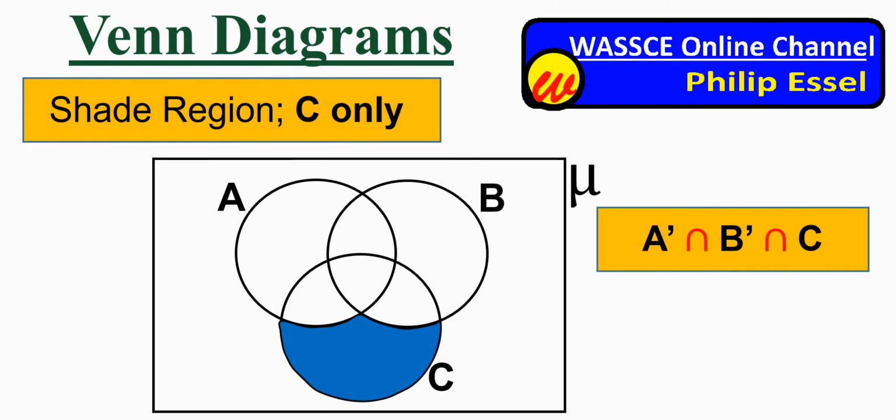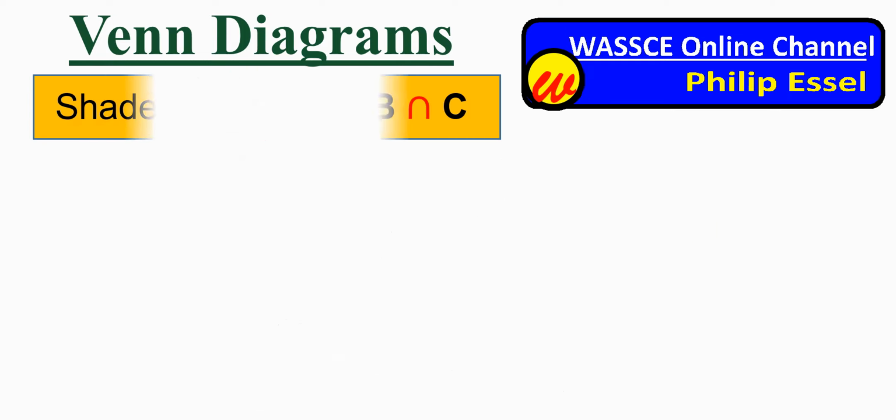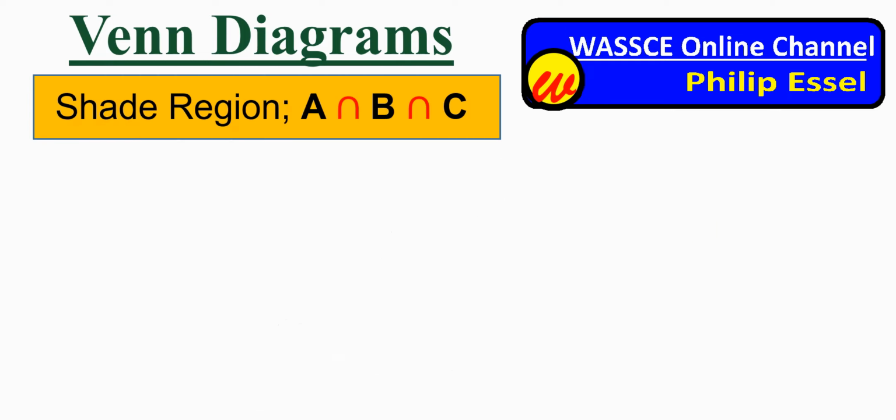This region is the same as A complement intersection B complement intersection C, which means without A intersection without B intersection C. Let's look at the next example. Next, let's look at the region A intersection B intersection C.